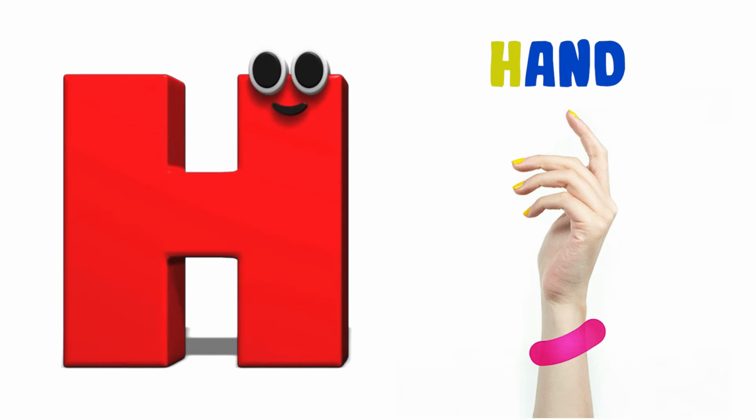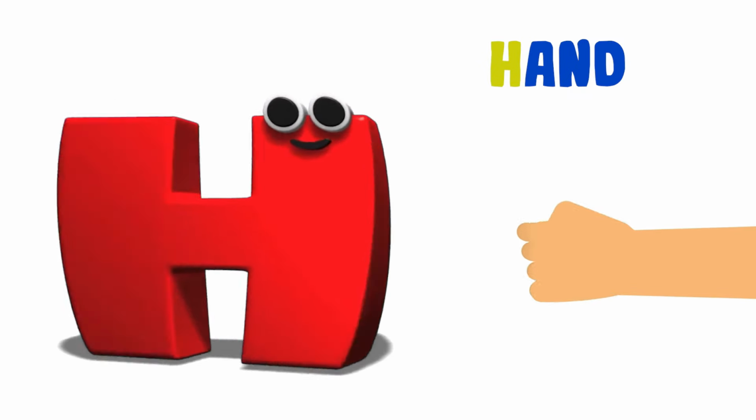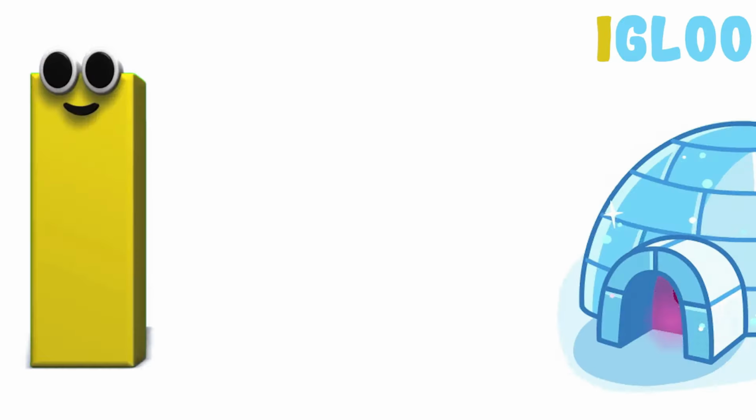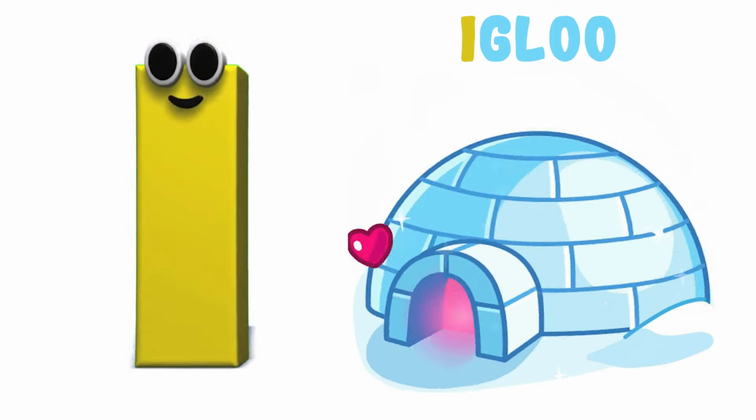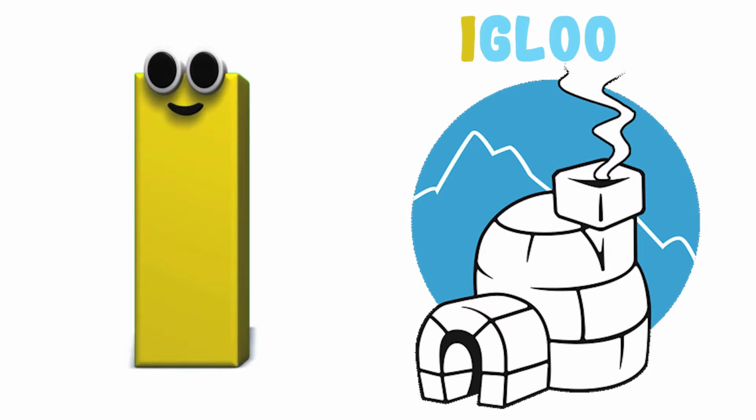H is for hand, h, hand, h, hand, H, hand. I is for igloo, I, I, igloo, I, igloo.